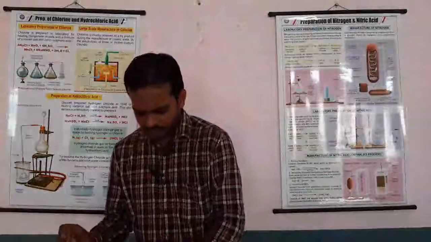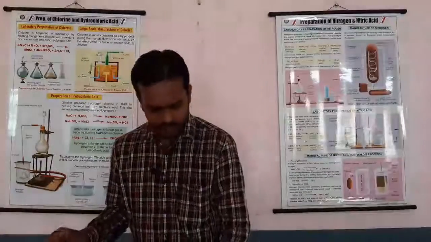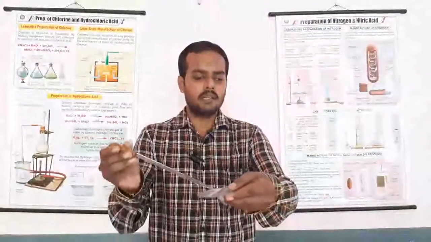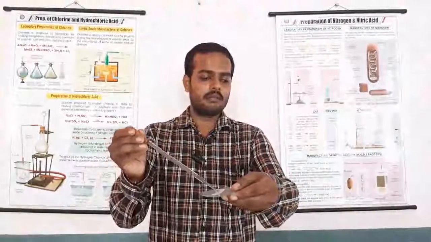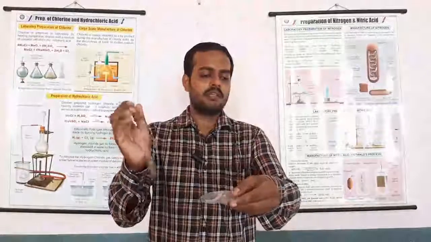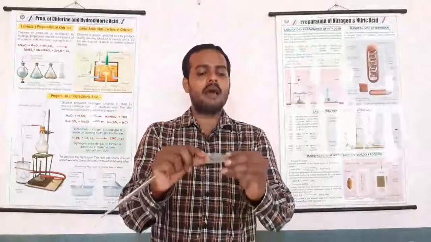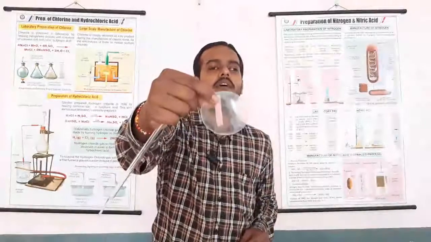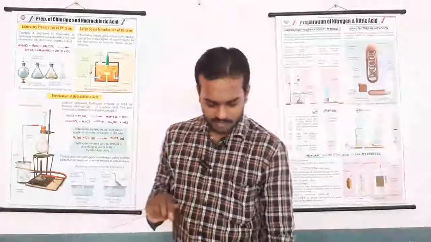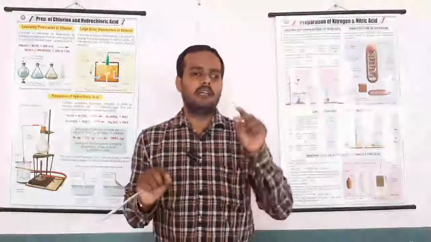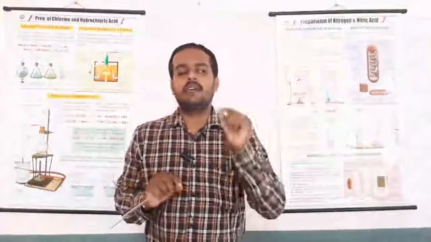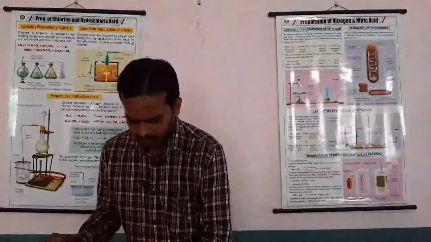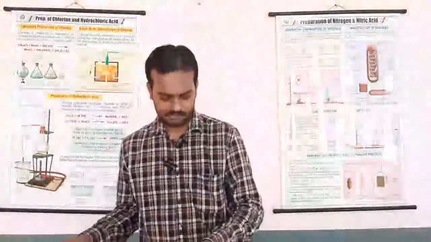to the red litmus. Look here very carefully. This is the red litmus and we are adding sample A. See, sample A did not give any color change with red litmus. So, let us check sample A with blue litmus.